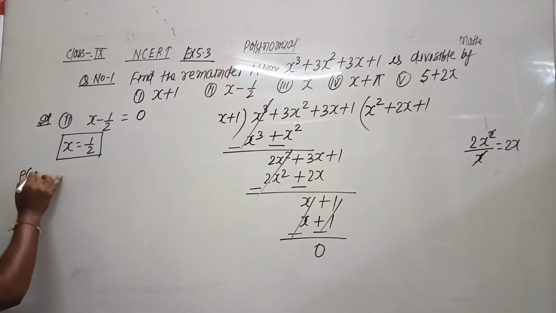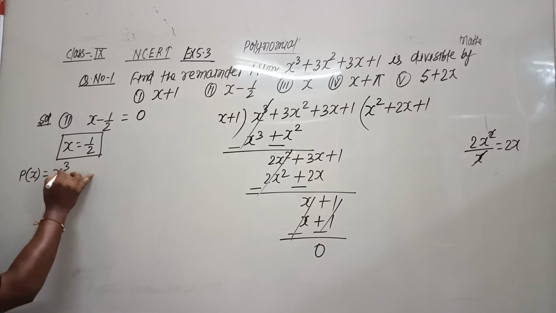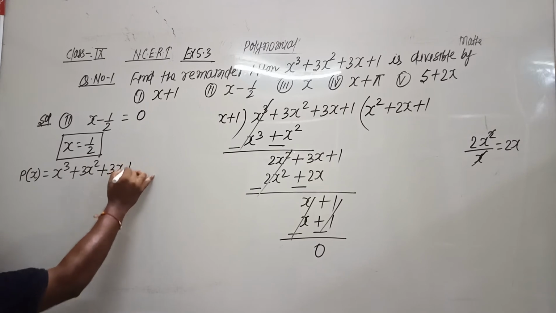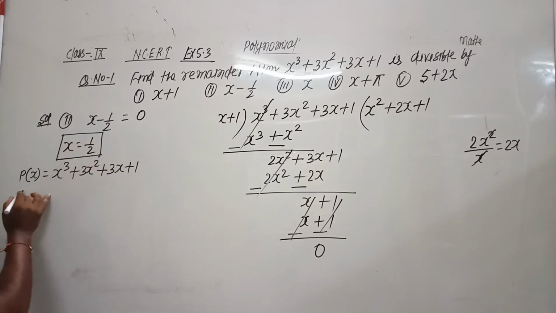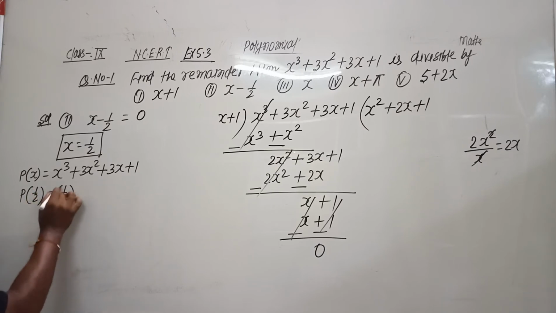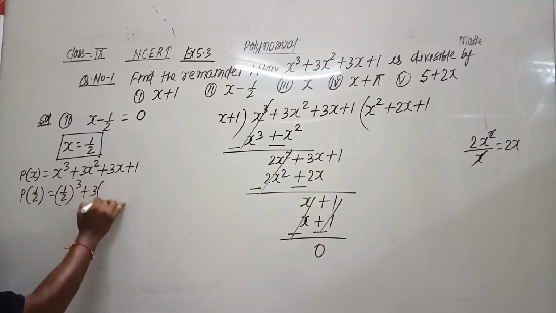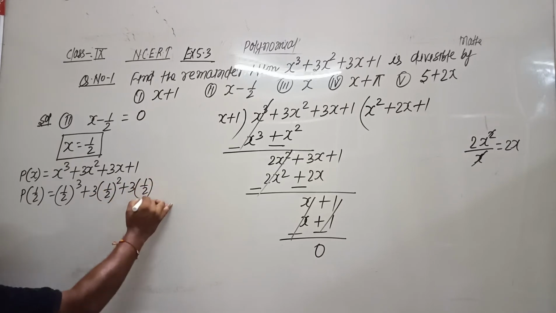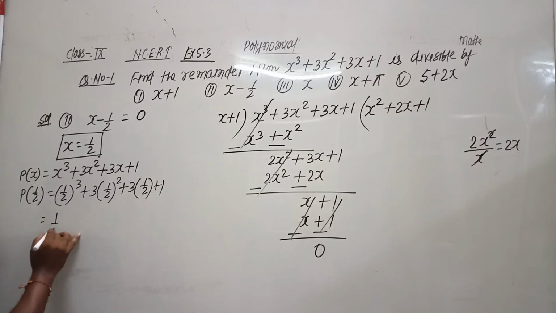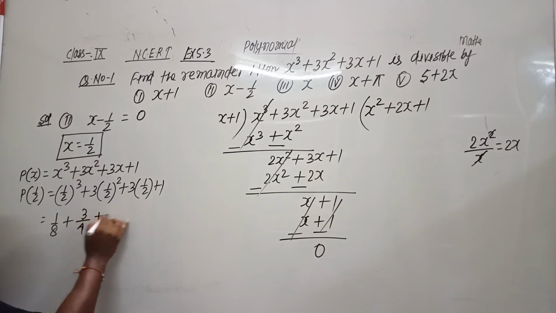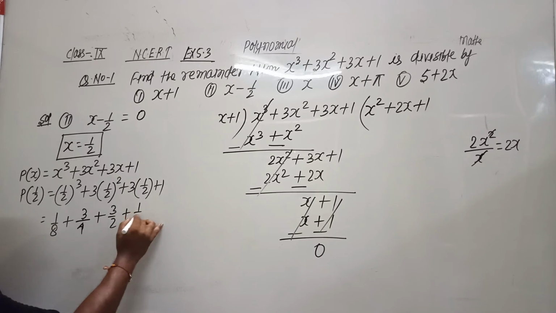So the expression we have is the polynomial x cube plus 3x square plus 3x plus 1. Put the value of x equals 1 by 2. So p of 1 by 2 equals 1 by 2 the whole cube plus 3 into 1 by 2 the whole square plus 3 into 1 by 2 plus 1. We get 1 by 8 plus 1 by 4 multiplied by 3, 3 by 4, plus 3 by 2 plus 1 by 1.